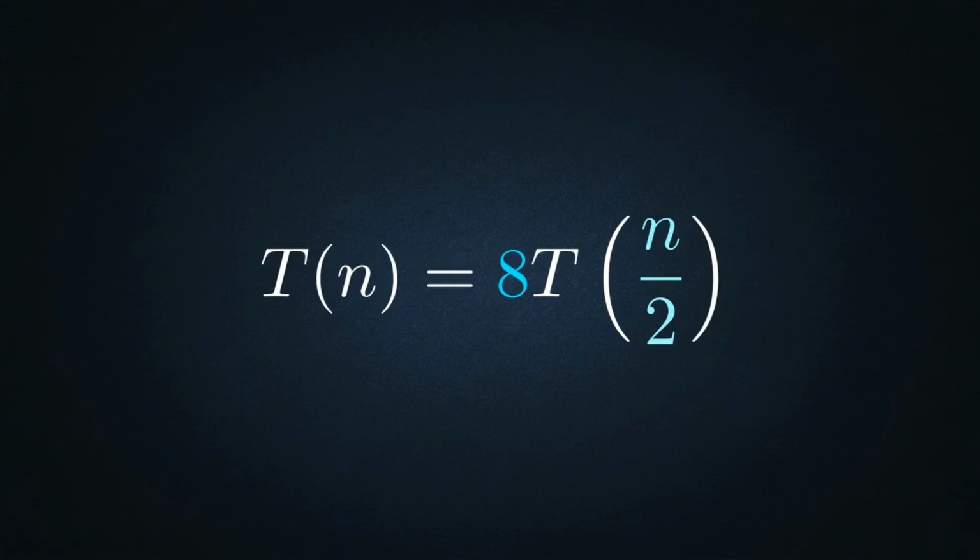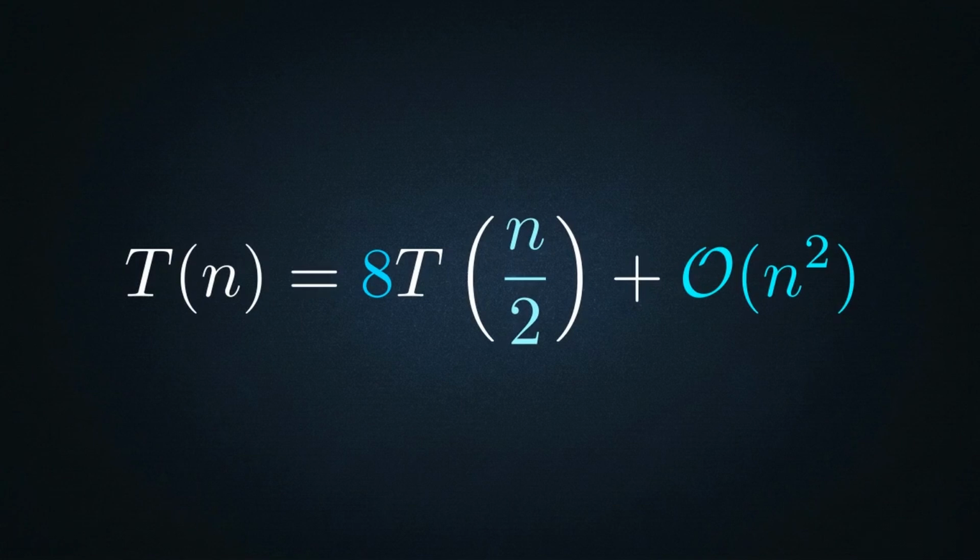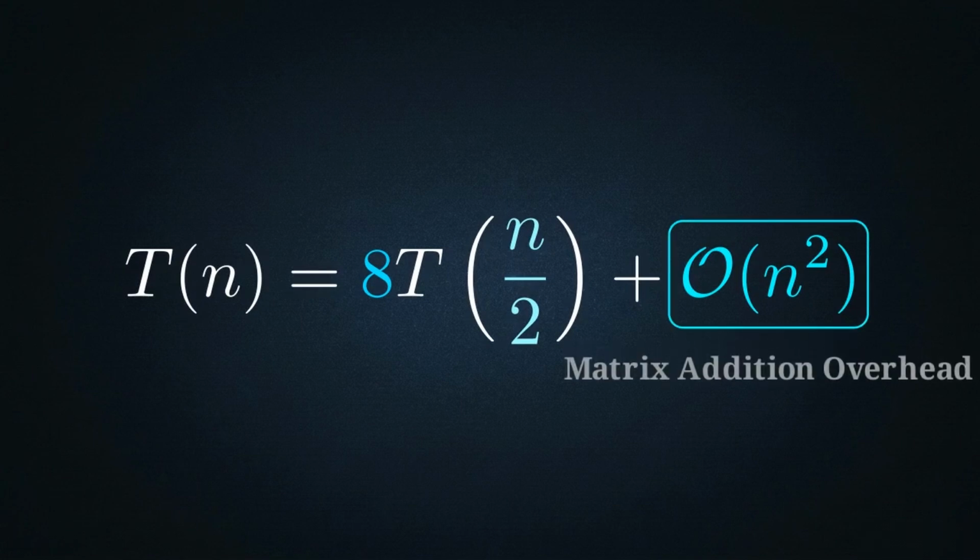Since the algorithm makes 8 recursive calls, each processing a matrix half the size of the original, the core of our relation is written as 8 times T of n over 2. We add an O of n squared term to account for the work required to add those submatrices back together once the multiplications are finished.